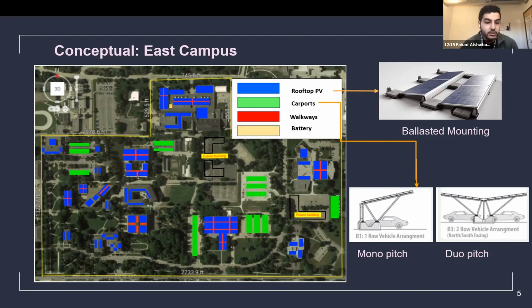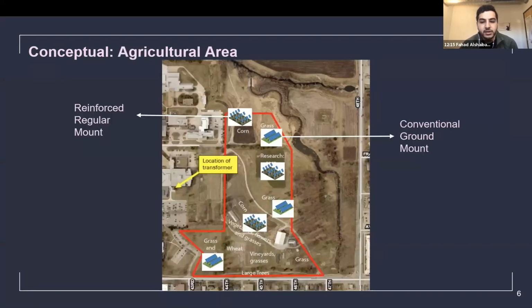Next is the agricultural area, where the aim was to preserve crop growth while sustaining solar production in the area. And to do this, the proposed agrivoltaics design comprises conventional and reinforced regular mounted systems to preserve the various types of vegetation. The conventional ground mount system was used in areas that contained low-laying vegetation such as grass and has a total system size of 1.1 megawatts. As for the reinforced regular mount, these were used in areas where the plants were expected to be tall, such as corn, and the system is implemented with a size of 376.5 kilowatts.